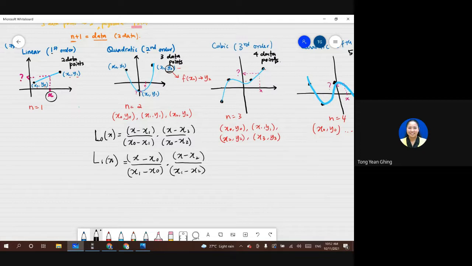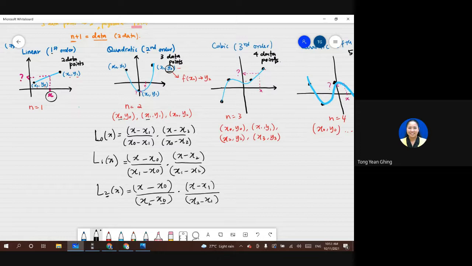Okay. When we want to do L2, that means x minus X0. Okay, dia tak boleh tolak dia sendiri sebab sekarang 2. So now is X0, and now we times with X2 minus, it cannot subtract itself. So we have X0, X1, right? X0 already, and then this one is X1. So here is x minus x1.